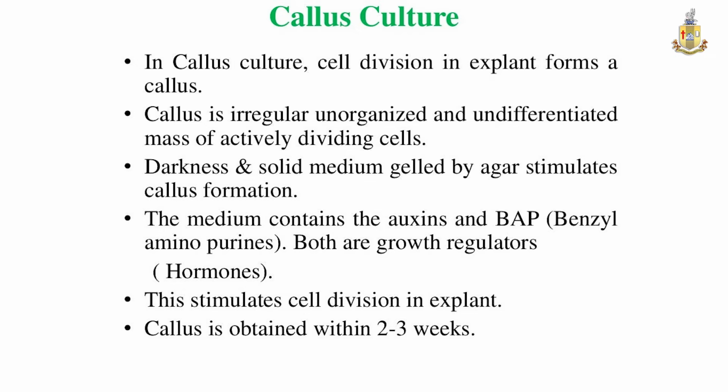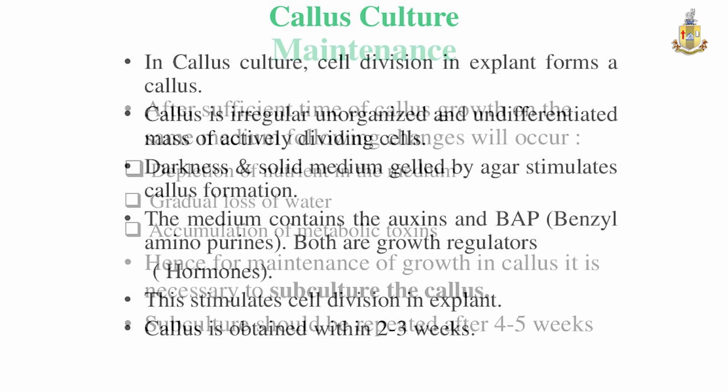Callus culture. Callus culture: cell division in explants forms callus. Callus is an irregular, unorganized and undifferentiated mass of actively dividing cells. Darkness and solid medium gelled by agar stimulate callus formation. The medium contains auxins and BAP, that is benzylaminopurine. Both are growth regulators, hormones.